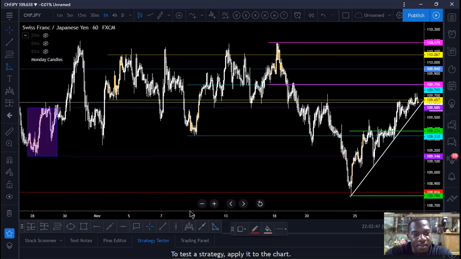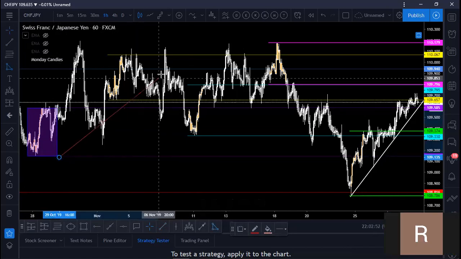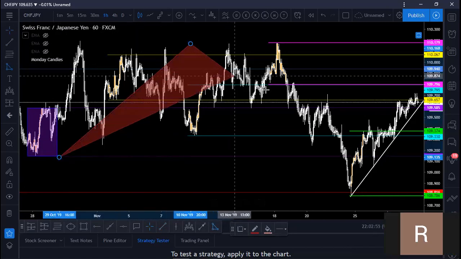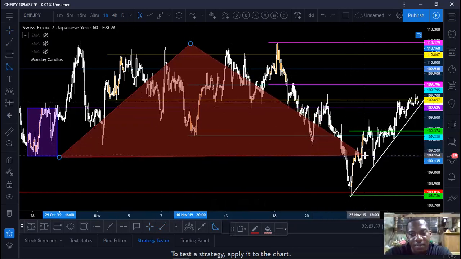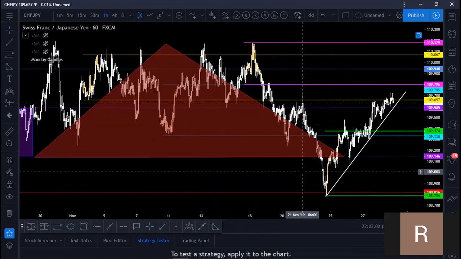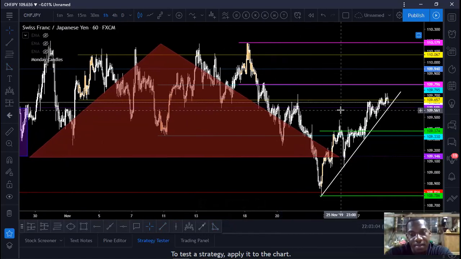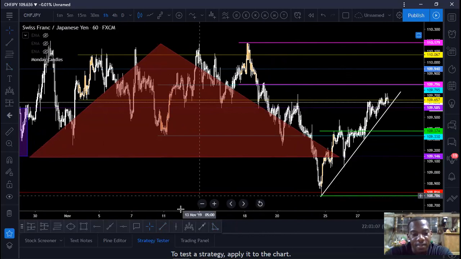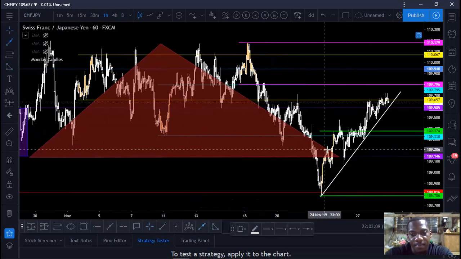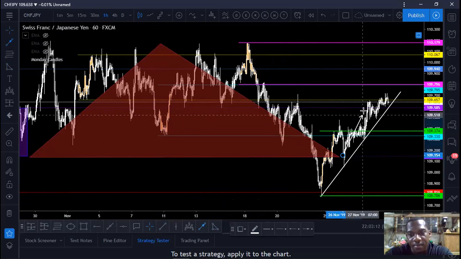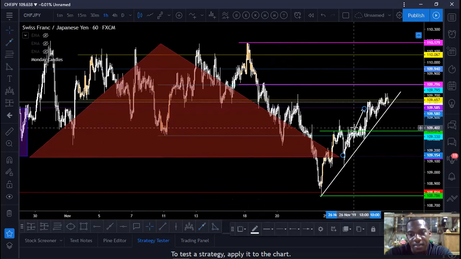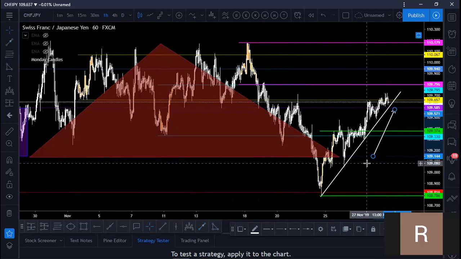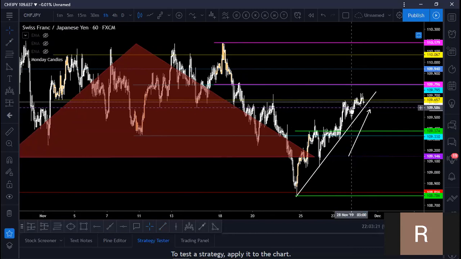So we got the shoulder here, the left shoulder. There we got a nice head. It came back 100% and broke up as well. And then it comes back right now to the shoulder, back to the Monday high, to the shoulder here.